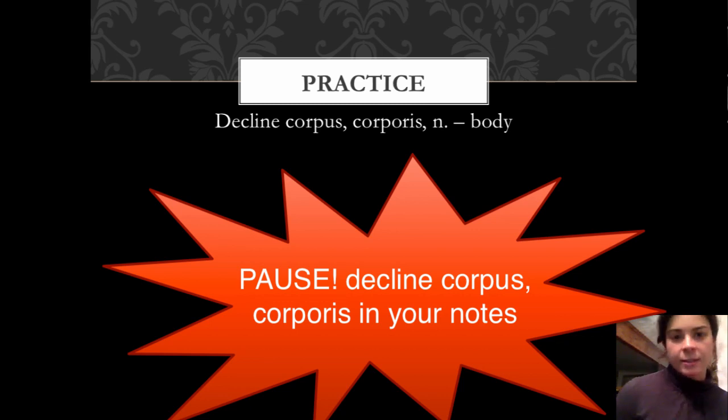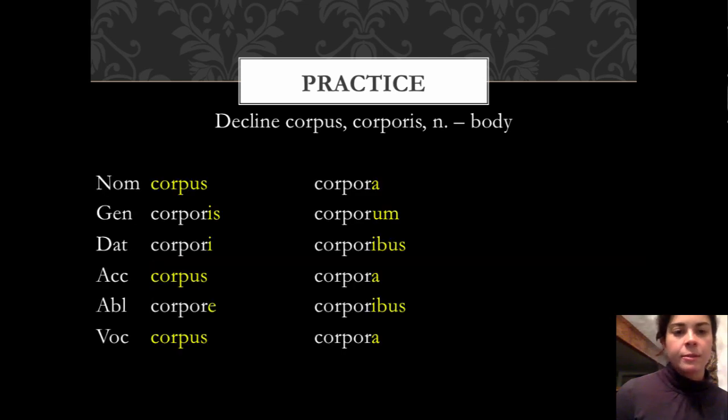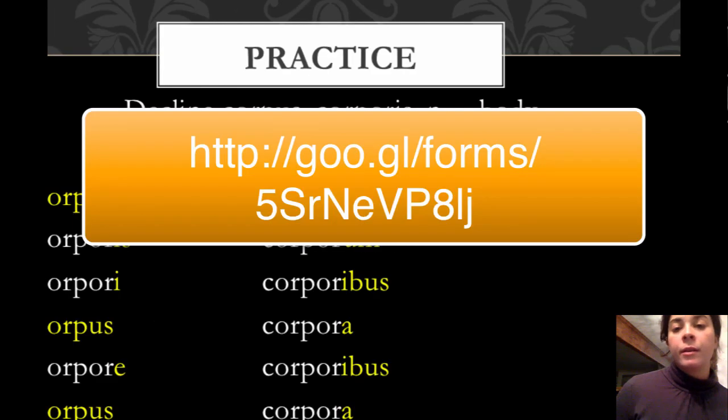Okay, now let's take a look at corpus, corporis. How does it look when it's declined? You have corpus, corporis, and again, remember, we have to look at corporis to find our stem for all of the other endings, with the exception of the nominative, accusative, and vocative singular, because they are all the same as the nominative, because this is neuter. So it should be corpus, corporis, corpori, corpus, corpore, corpus, corpora, corporum, corporibus, corpora, corporibus, corpora.